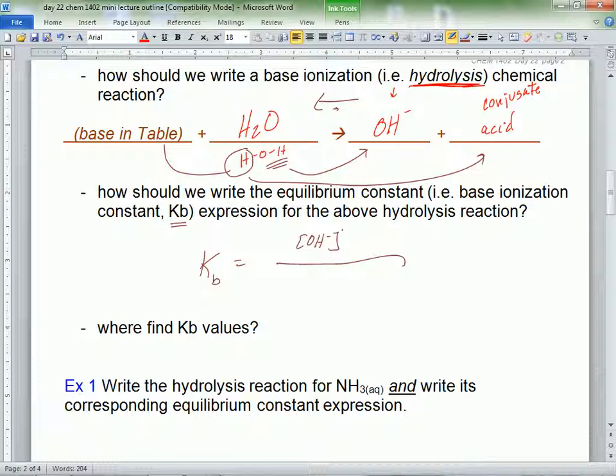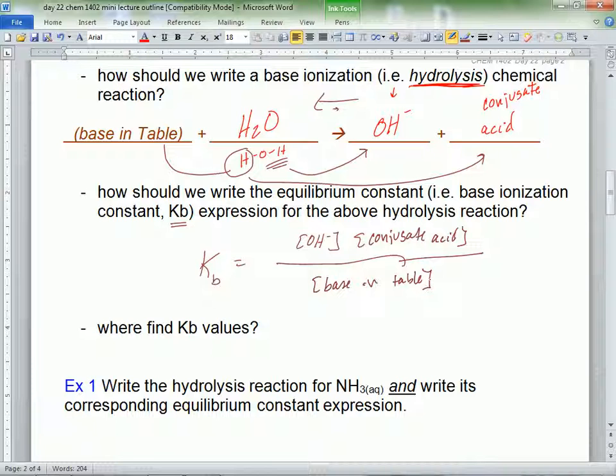Okay, keep going, Diana. You're doing good. She said conjugate acid. Conjugate acid. Okay. Then the base in the table in brackets. Yeah, she caught it. Right?